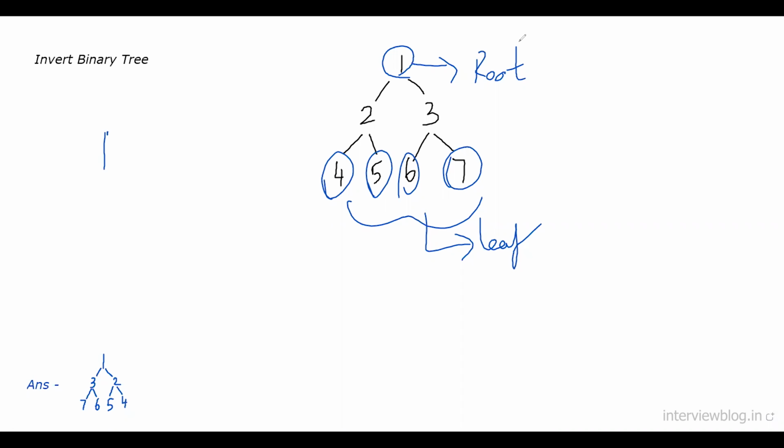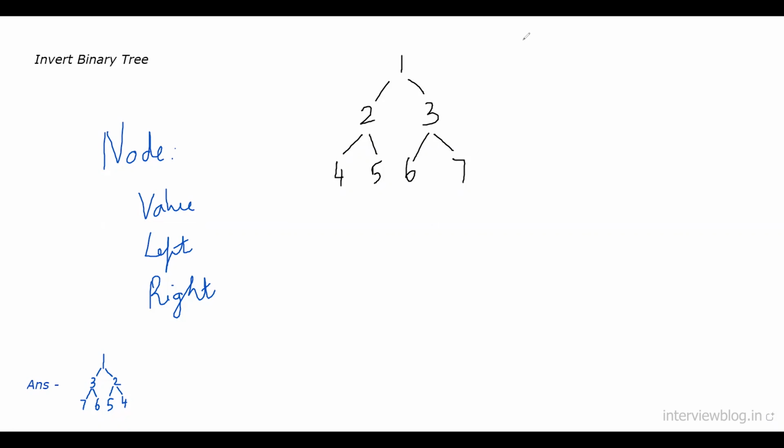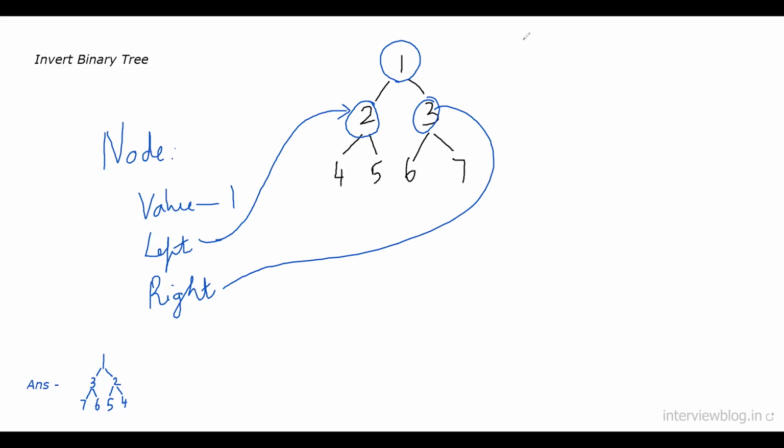So each node of a binary tree consists of 3 properties. One is the value property, next is the left pointer, and next is the right pointer. So let us now consider the root node. So this node has a value of 1 and the left pointer points to the left node of the root node and the right pointer points to the right node of the root node. So this is how the nodes of the binary tree are arranged. So to access the left node, we have to use the dot left property, and to access the right node, we have to use the dot right property.